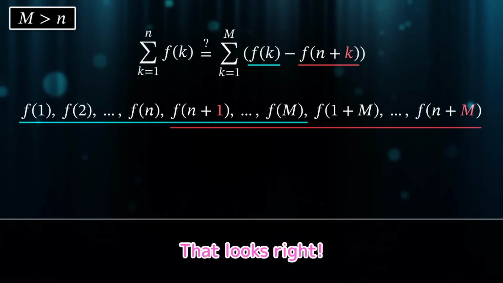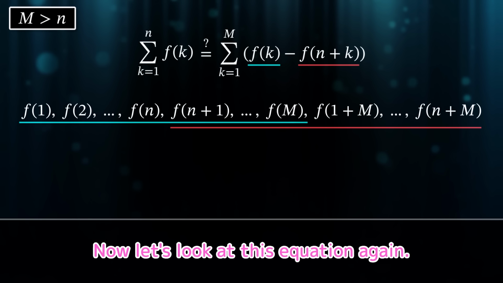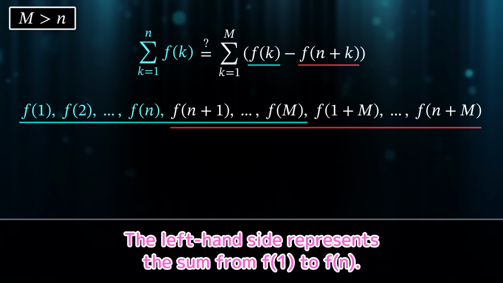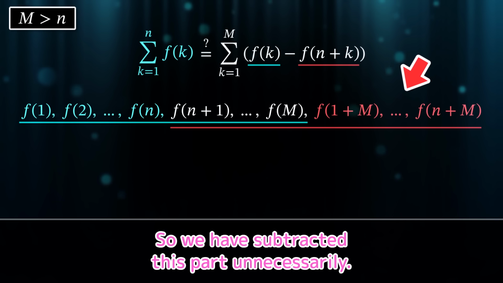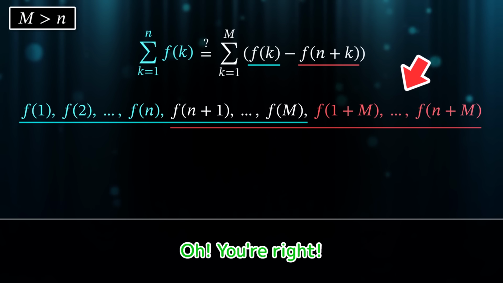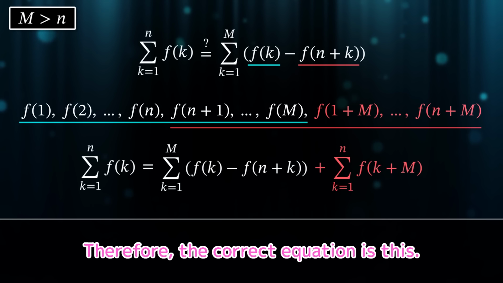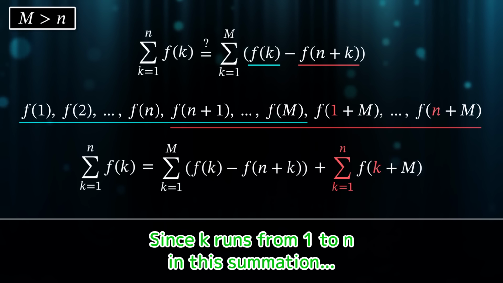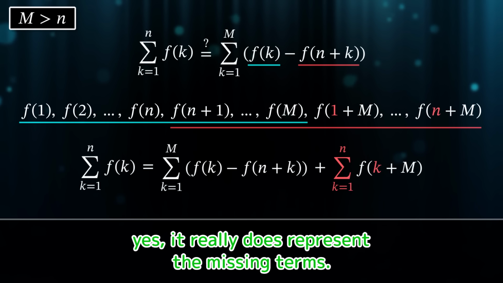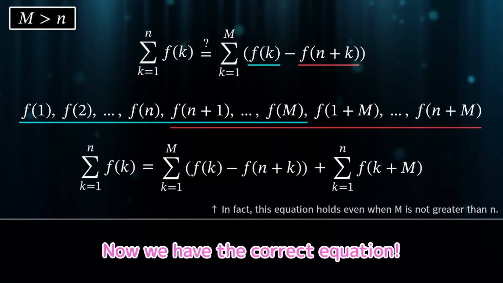That looks right. Now let's look at this equation again. The left-hand side represents the sum from f of 1 to f of n. But on the right-hand side, we subtract the red underlined part from the blue underlined part. So we have subtracted this part unnecessarily. Oh, you're right. Therefore, the correct equation is this. This adds back the missing terms. Since k runs from 1 to n in this summation, yes, it really does represent the missing terms. Now we have the correct equation.